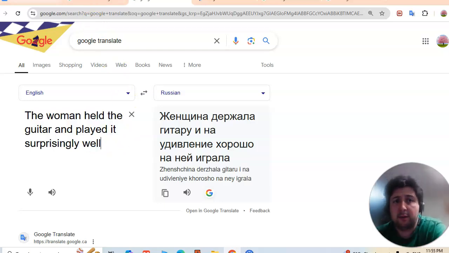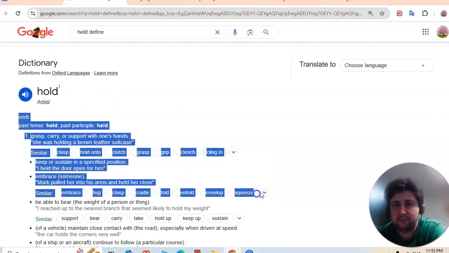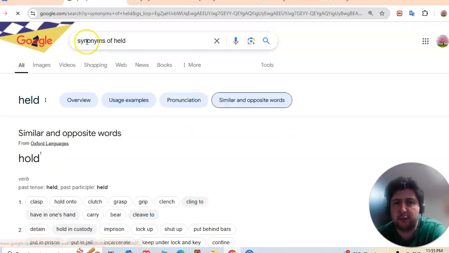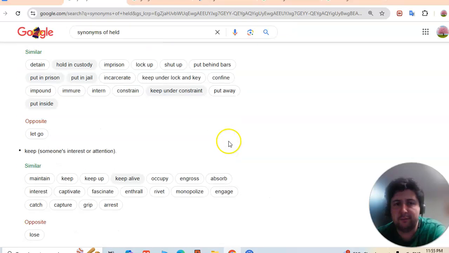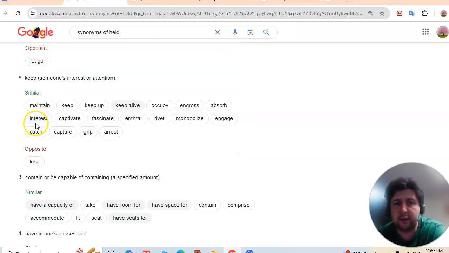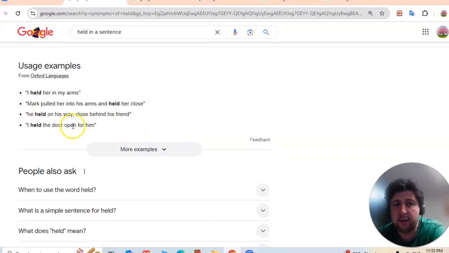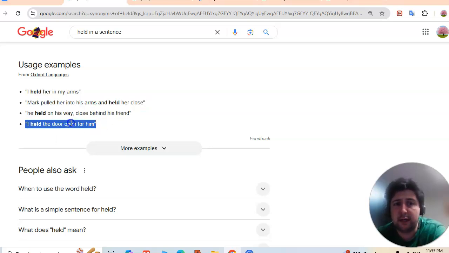Now, Google's define is not only useful for this, it is also useful for similar and opposite words. So you get synonyms of held, and you get a whole bunch. And you get opposites like let go and lose. And more importantly, perhaps, you also have usage examples. "I held her in my arms." "Mark pulled her into my arms and held her close." "He held on his way, close behind his friend." "I held the door close." "I held the door open for him."